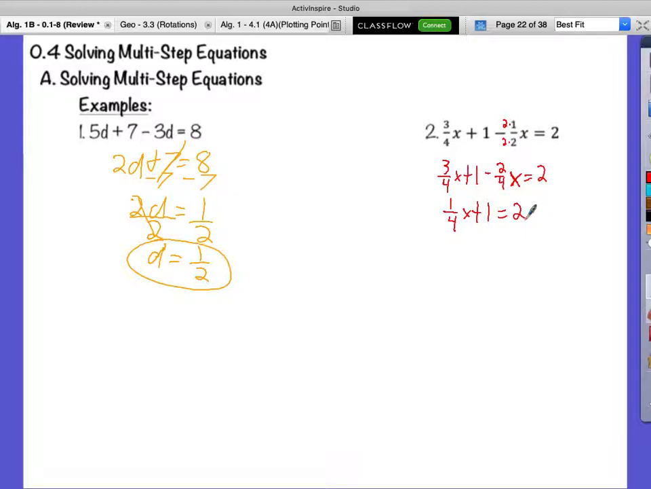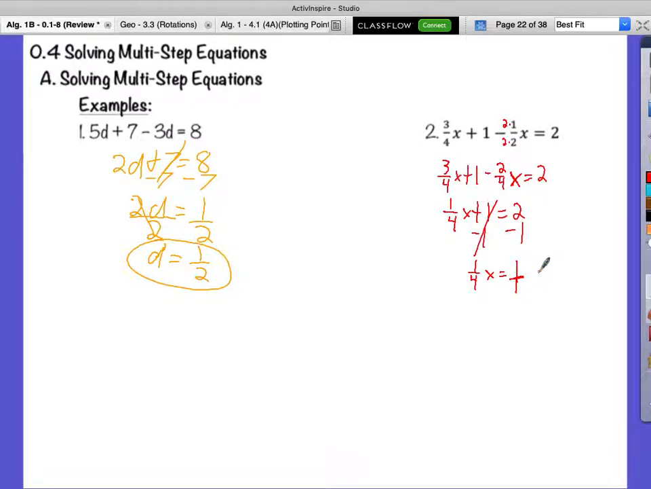So now, Tony, you told us the next step. What is the next step? Subtract 1. Very good. We follow SADMAP. 1 minus 1 is 0. 1/4 x equals 1. Then we can put this 1 into a fraction. Good call.